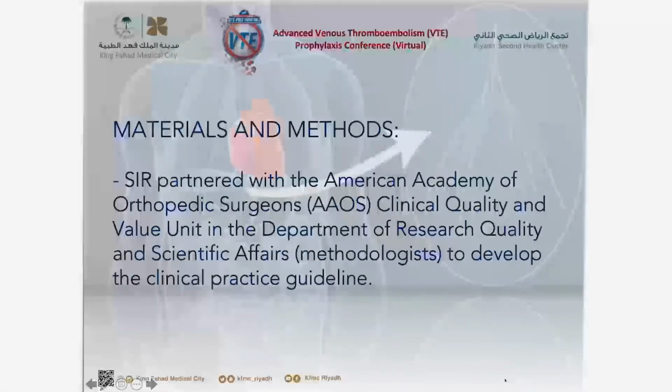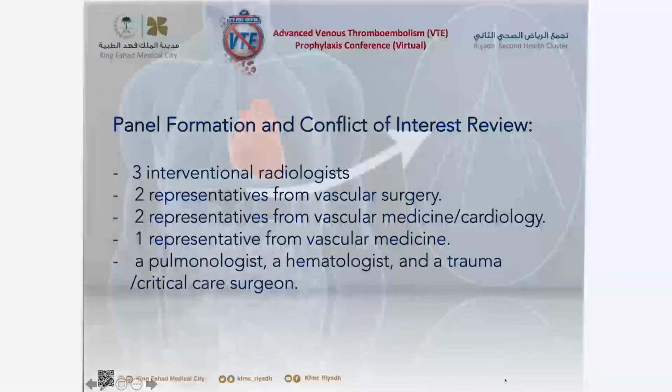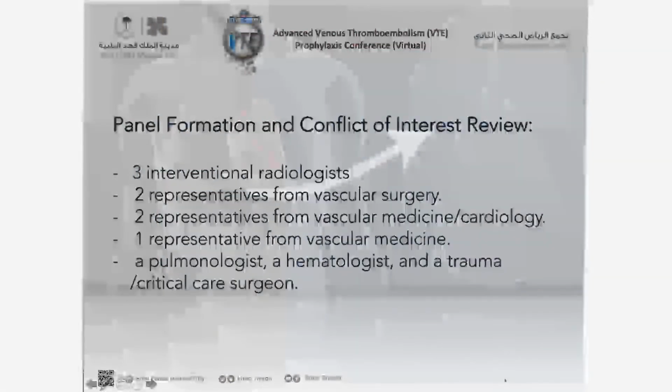The SIR partnered with the American Academy of Orthopedic Surgeons, Clinical Quality and Value Unit in the Department of Research Quality, and they set up the methodology. The panel consisted of 3 interventional radiologists, 2 representatives from vascular surgery, 2 from vascular medicine cardiology, 1 from vascular medicine, a pulmonologist, a hematologist, and a trauma critical care surgeon. And here is the set of 18 questions that has to be answered while discussing these 34 studies.